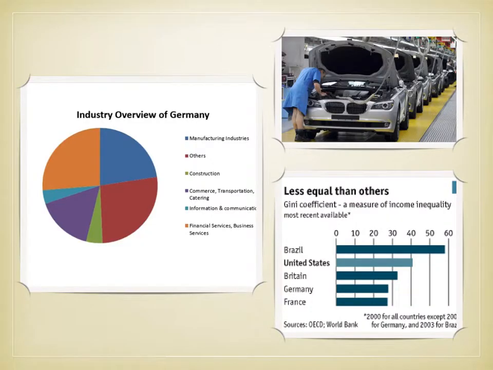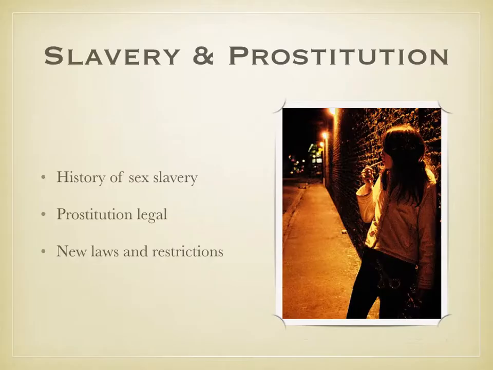As for the economy, Germany has the largest economy in Europe. Their exports, as you can see from this pie chart, are mostly manufacturing, construction, transportation, information and communication services, and financial services. And you can see from the chart, income inequality is pretty significant. They have a big separation of wealth, with the top 1% owning about 30% of the country's wealth.